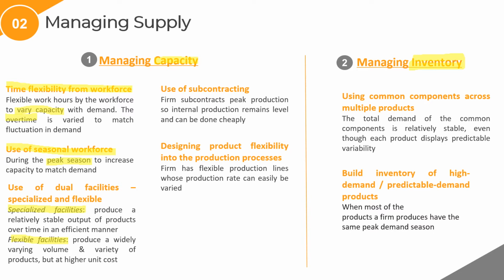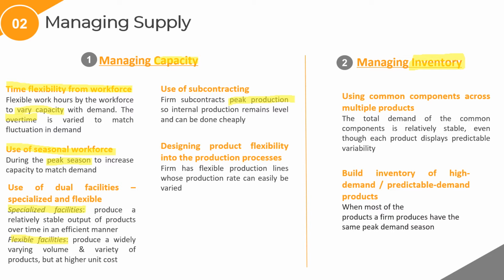And then the fourth one is use of subcontracting, where firms subcontract peak production so their internal production remains level and can be done cheaply. It is like the firm uses an external party to do their production activity.